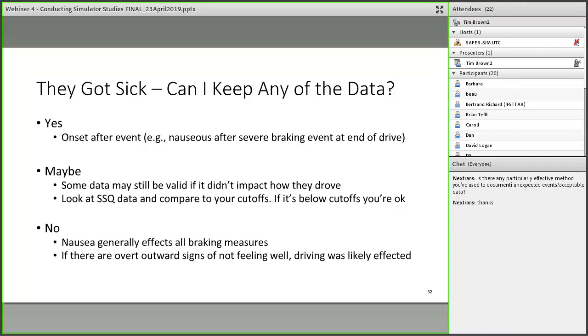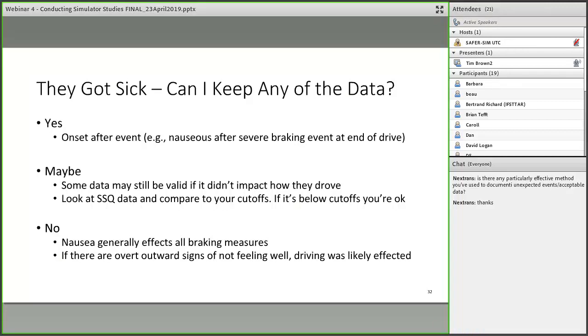and then the drive is over, and as they start to stand up from the simulator, they tell you they feel lightheaded and nauseous. Well, it probably didn't affect our data at all, and so we're probably good to keep that data, but it's still important to document that.